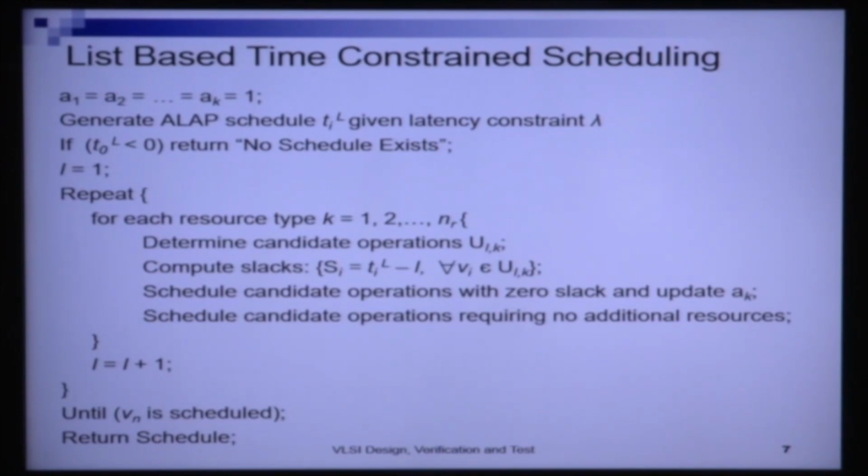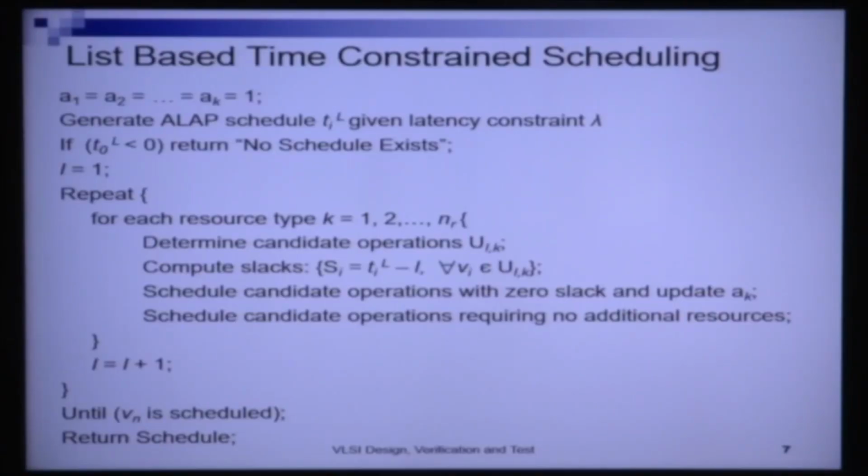And then what do we do? We schedule candidate operations with 0 slack. Somebody whose slack has reached 0 must be scheduled. For that, if we need extra resources, we have to give extra resources, because if we do not schedule these operations at that time step, then what will happen?